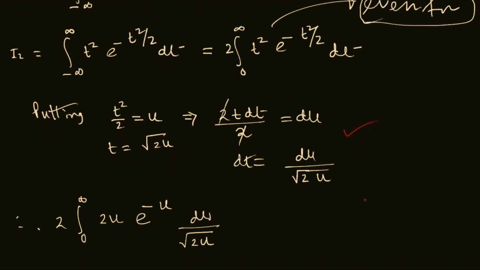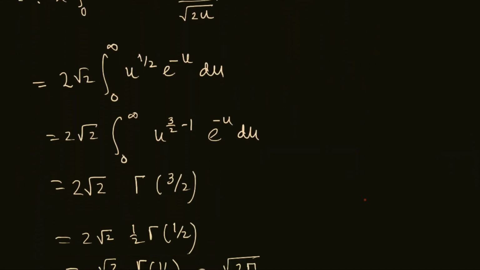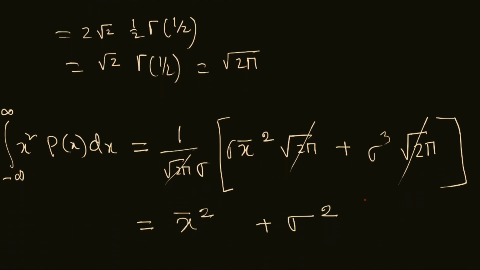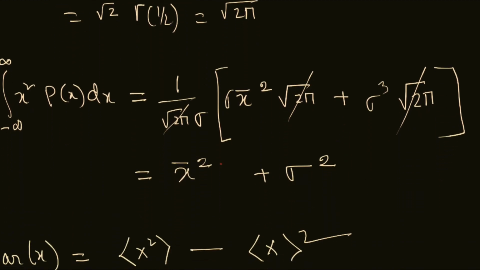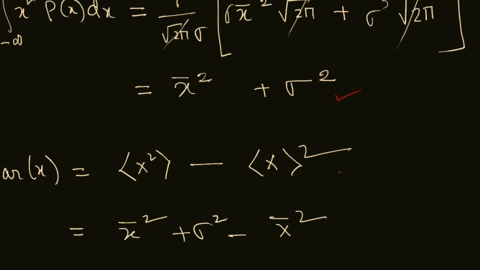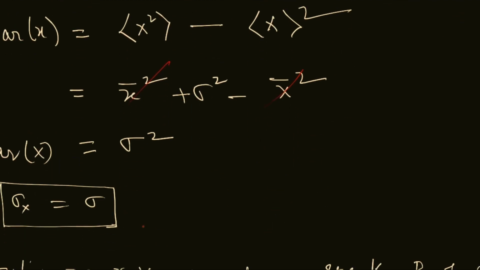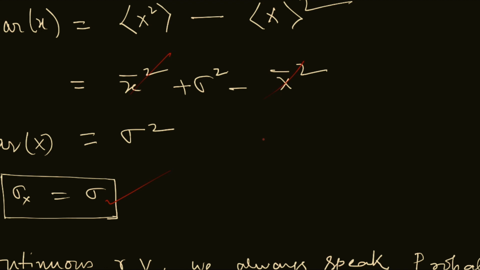Putting in this substitution and using the gamma function, this is root 2 pi, and if you follow this, it will be x average square plus sigma square. And what is variance? Basically x square average minus x average square, which is x average square plus sigma square minus x average square. It cancels out, and the variance is sigma square.